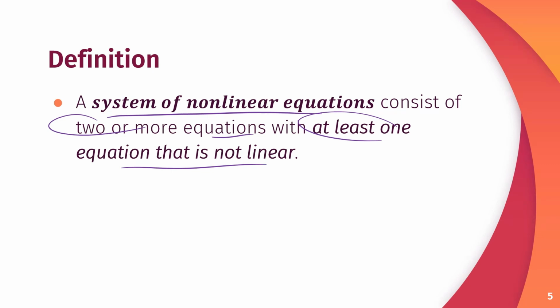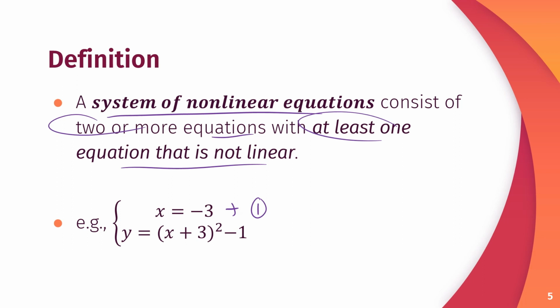sections. So for example, given this piecewise function with the first equation x is equal to negative 3 as our equation number 1, then the second one is y is equal to (x plus 3) squared minus 1 as our second equation. So observe, class, that the given piecewise function consists of two equations, right?